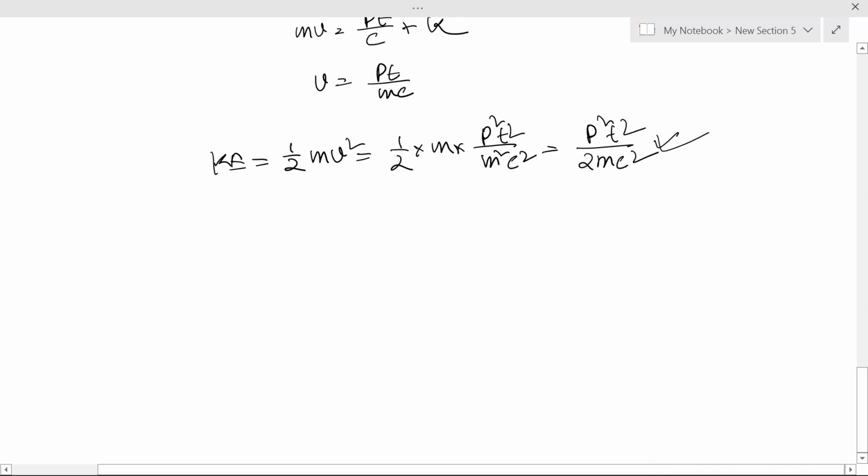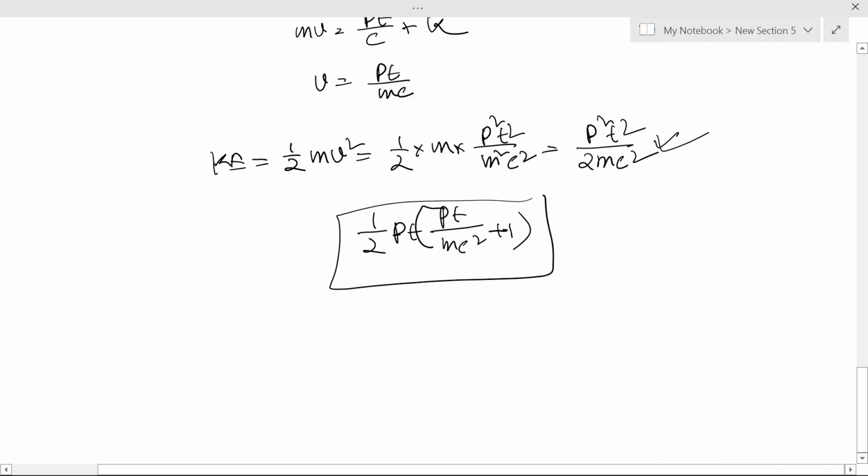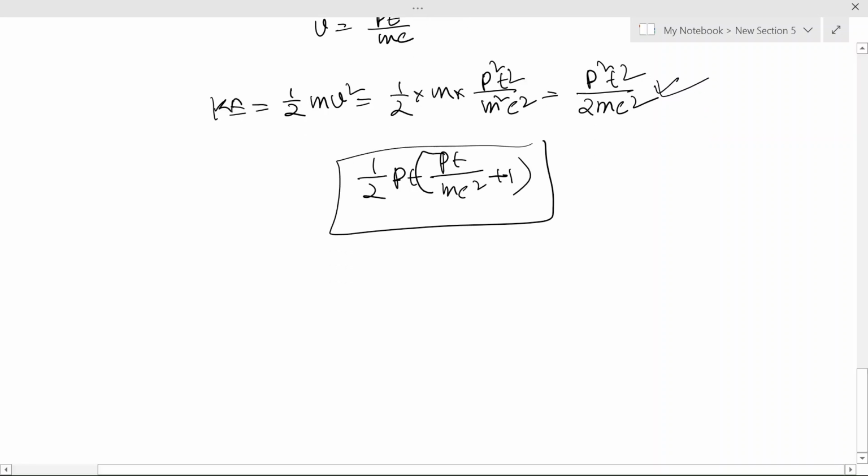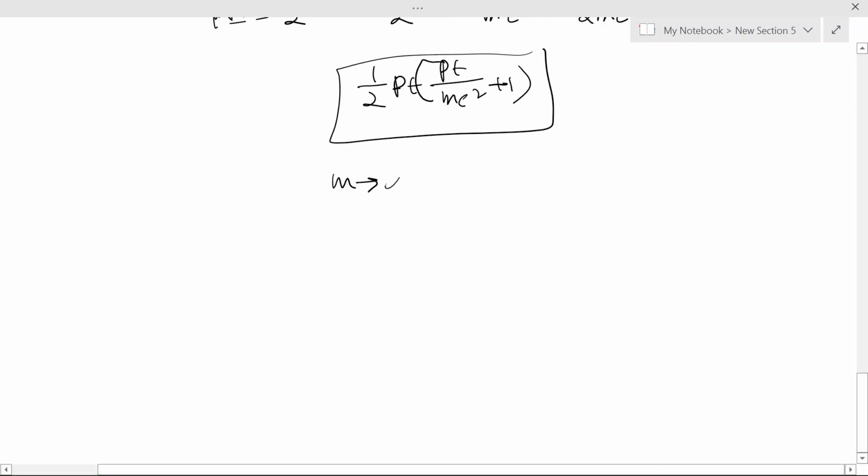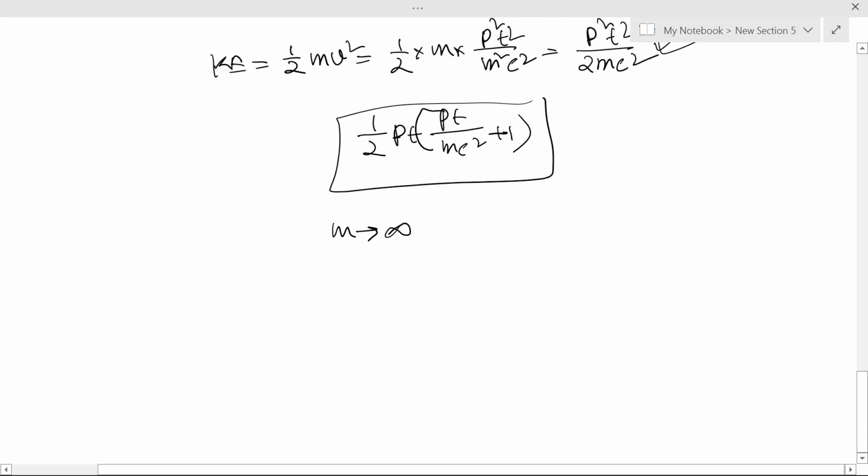So this is the kinetic energy I am getting. But in the question it has been given as half Pt into (Pt by mc square plus 1). So actually I don't know how this plus one term comes, but I think this is unphysical, because suppose a situation of a particle where m tends to infinity, a particle of very large mass. Then what this formula says, when m is very large, this term will go to zero almost. It will be very small compared to one.